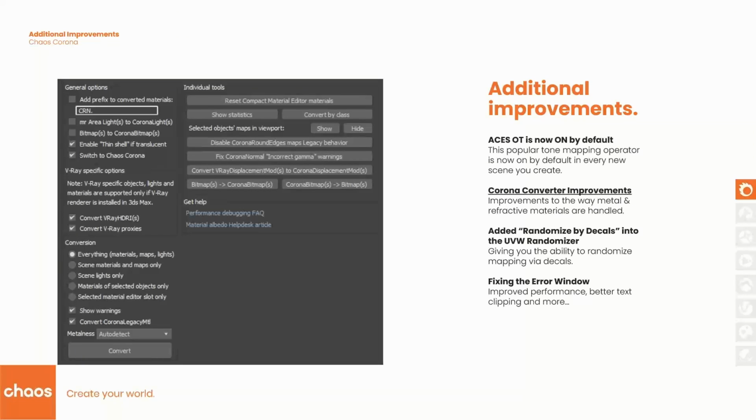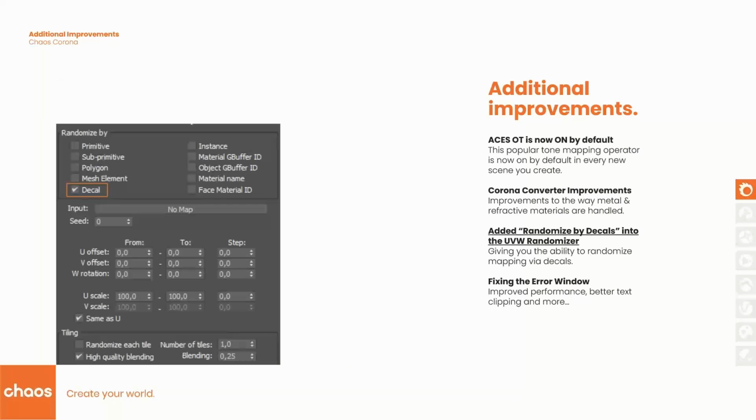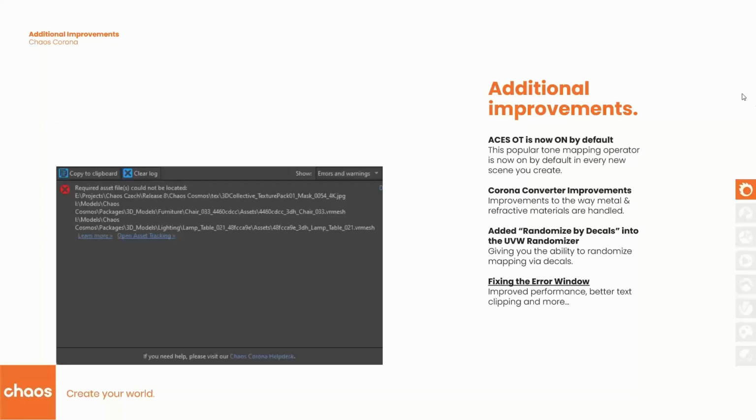Okay, next up, we've got Corona converter improvements. So there's improvements to the converter in the way that metal and refractive materials are handled. Then we've also added a randomize by decals into the UVW randomizer, which gives you the ability to randomize mapping via decals. So you just need to locate that randomize by decal button, right? And then we've also spent a little bit more time polishing other parts of Corona. For example, we've fixed or updated the error window. It now has improved performance, better text clipping, and more.